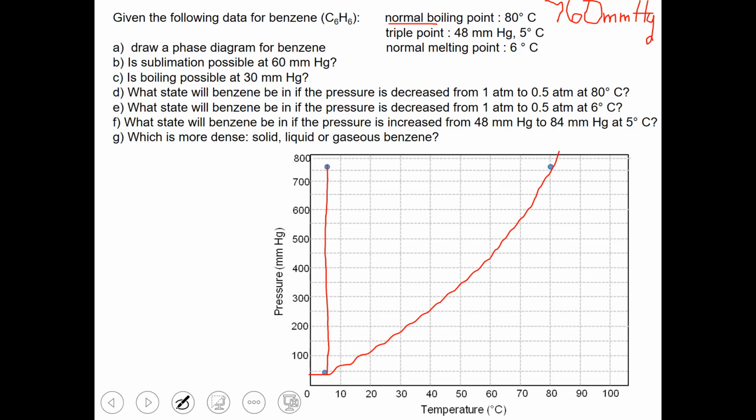Now for any phase diagram, the high temperature and low pressure material will always be gas. And the low temperature and high pressure area will always be solid, which leaves us with liquid in the middle.